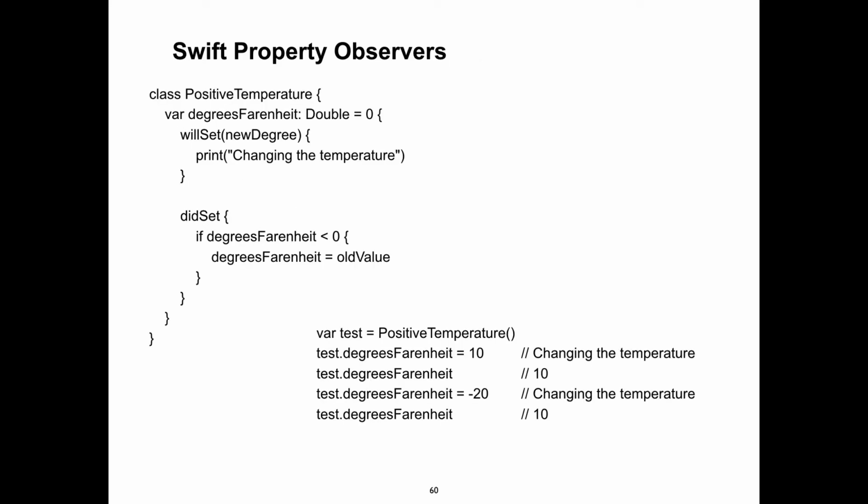And some languages are now providing this functionality. So in Swift, they have what they call property observers. And so on that first line, what we're saying is, okay, we're going to make degrees Fahrenheit. Right. So it's a property, and we're going to set it to zero.